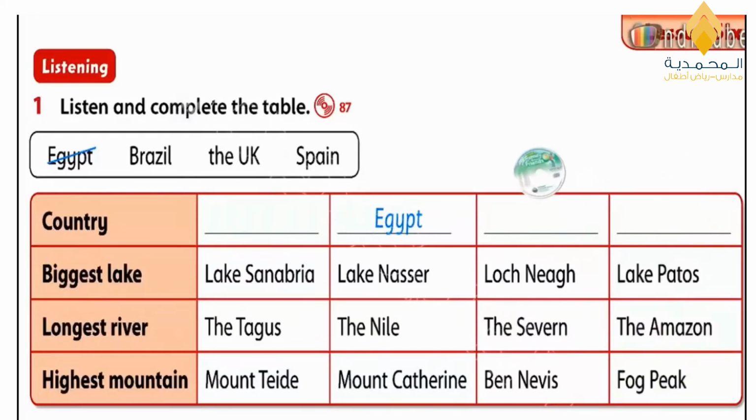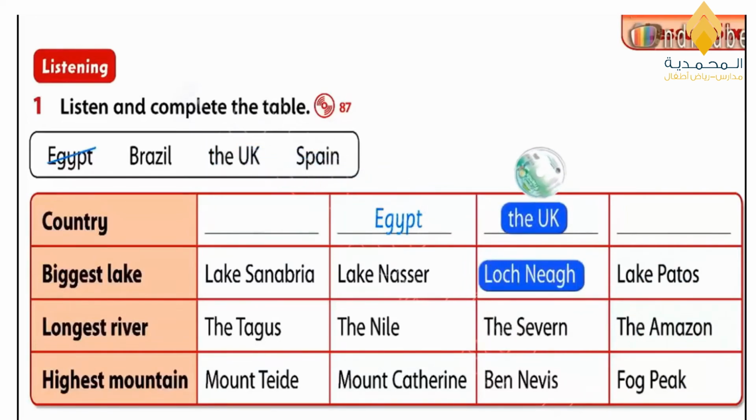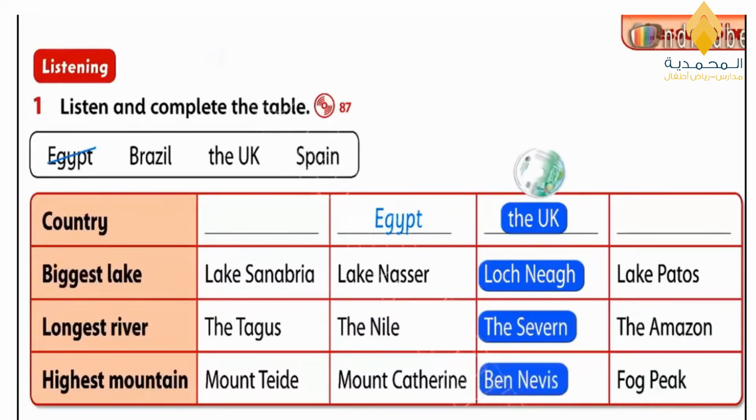Number 4. What's the biggest lake in the UK? It's Loch Ness. That's right. What's the longest river in the UK? Oh, I don't know that. The longest river in the UK is the Severn. What's the highest mountain in the UK? Is it Ben Nevis? Yes, it is. Very good.